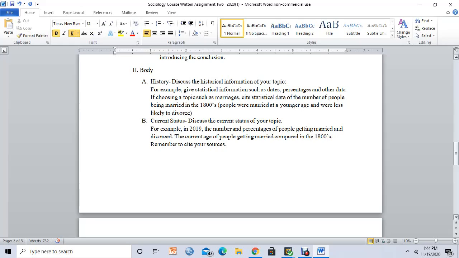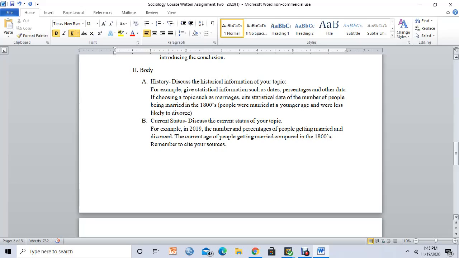So remember also, when you're giving statistical information, dates, percentages, and other data, if you're choosing a topic, just say you do marriages, you cite statistical data of the number of people who were married in the 1800s. For example, people were married at a younger age and were less likely to divorce. So the history piece of marriage, going back to the 1800s, 1700s, however you want to do it, just give me some historical data so I know some history of whatever topic you choose to write on, or the so-called social problem or social phenomena that you're discussing. So make sure I have a history of it so I know exactly what background your topic has.